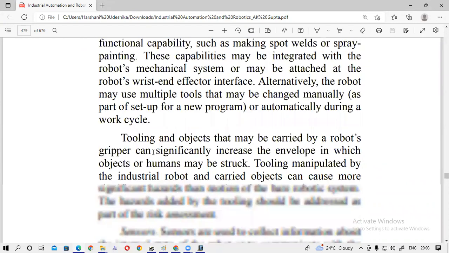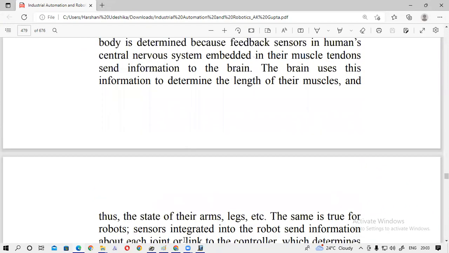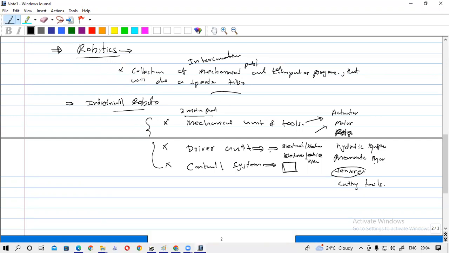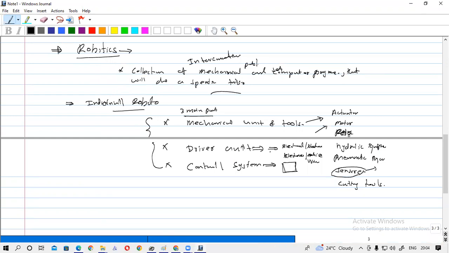I told you that the mechanical parts may comprise the sensors also. There are many types of sensors specifically used for robotic systems, but we are not going to talk about that much more. So there are proximity sensors.